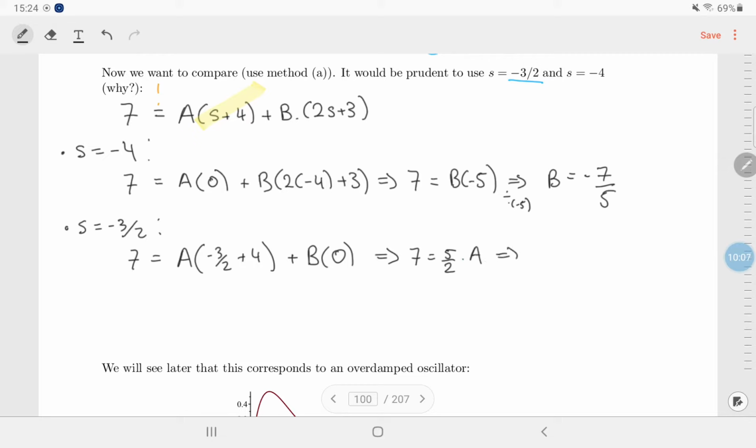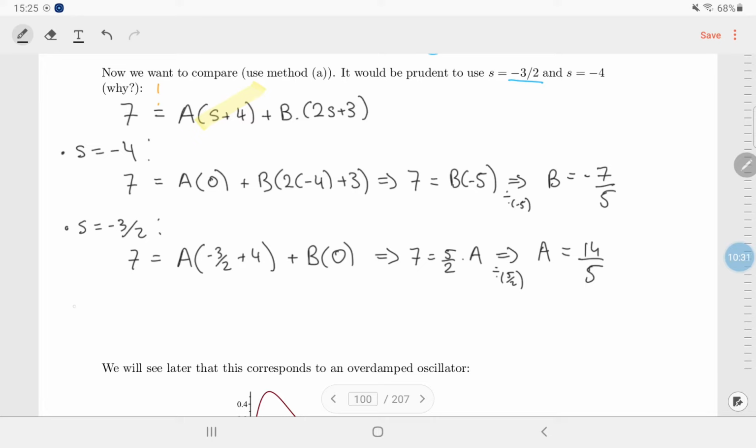Now we'll go a bit quickly. I think a lot of us here might multiply by 2 and divide by 5. But look, ultimately A is just multiplied by 5 over 2. So if you divide both sides by 5 over 2, you can be done a lot quicker. So 7 divided by 5 over 2. I probably shouldn't use a calculator for that, it's going to be 14 over 5.